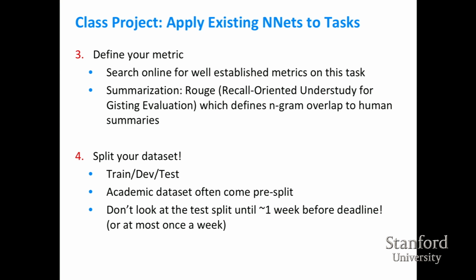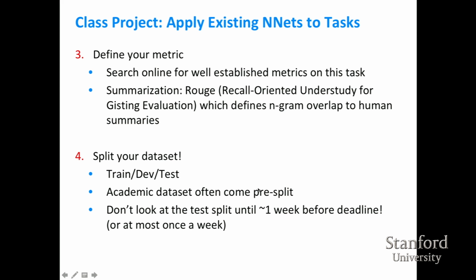All right. So let's say you defined your metric. Now you need to split your data set. That's also a very important step, and it's also something where you can easily make honest mistakes. Again, an advantage of taking a pre-existing academic data set is that in many cases it's already pre-split, but not always. And you don't want to look at your final test split until around one week before the deadline.